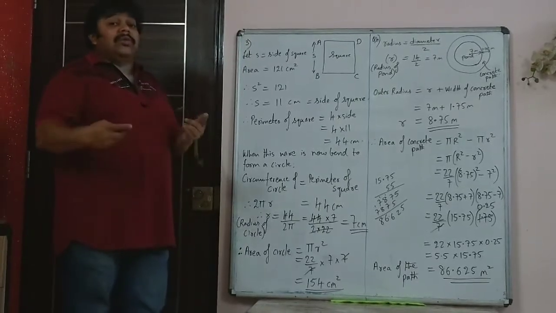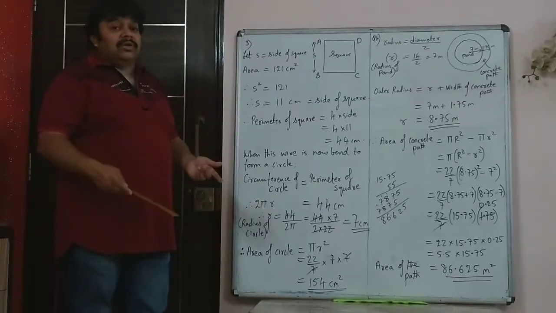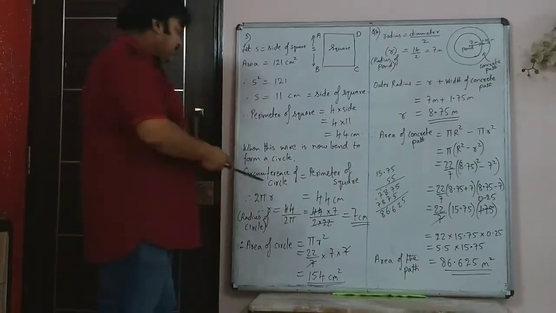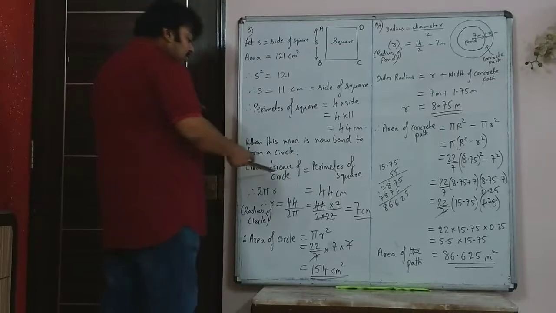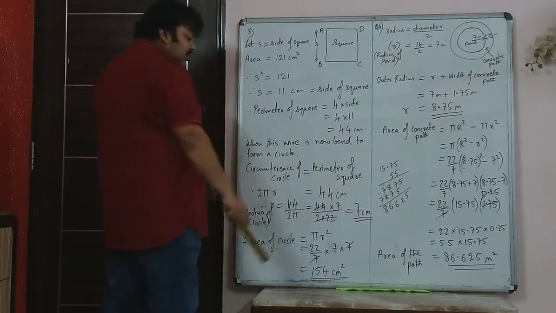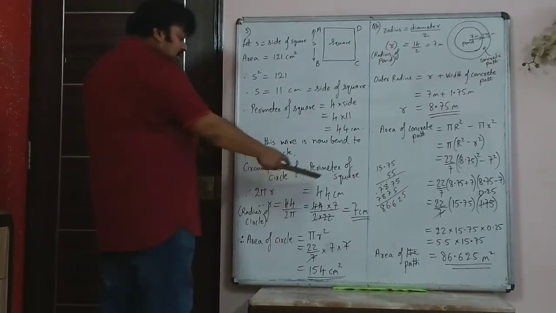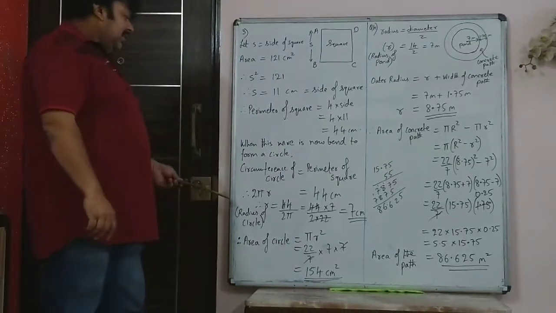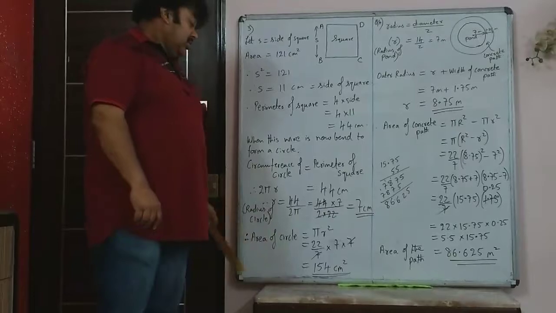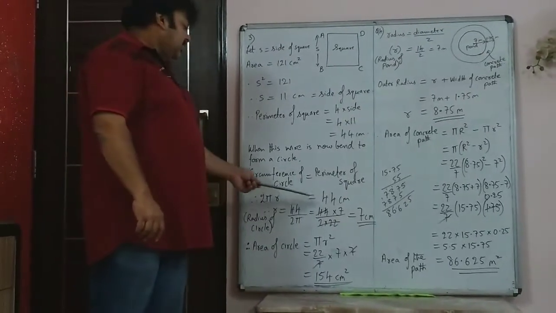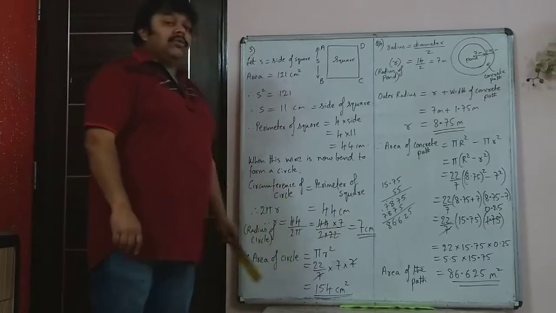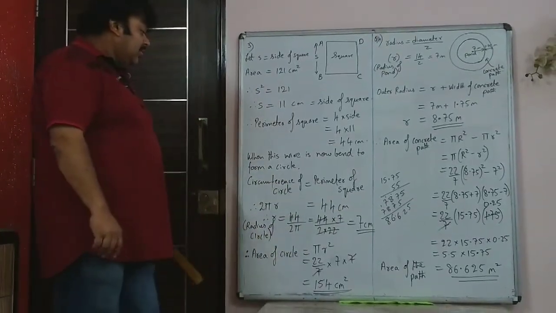Now that same perimeter will be the circumference of the circle that you are going to make with the help of the same length of wire. So now the circumference of the circle and the perimeter of the square are the same. That remains 44 centimeter. So therefore 2 pi r is 44. So therefore radius is 44 upon 2 pi. When you do the calculation, you will get the radius as 7 centimeter.